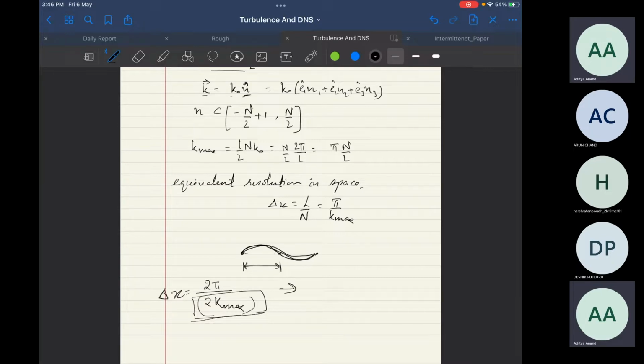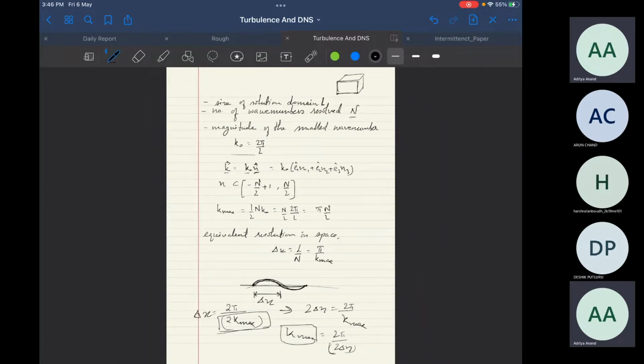This you can also write as 2 delta x is equal to 2 pi by k max, or k max is equal to 2 pi by 2 delta x. So, the wavelength corresponding to the highest wave number is 2 delta x. So, if this is your delta x, the wavelength of the smallest wave number will be twice of this. Okay, so that was some basics of it.